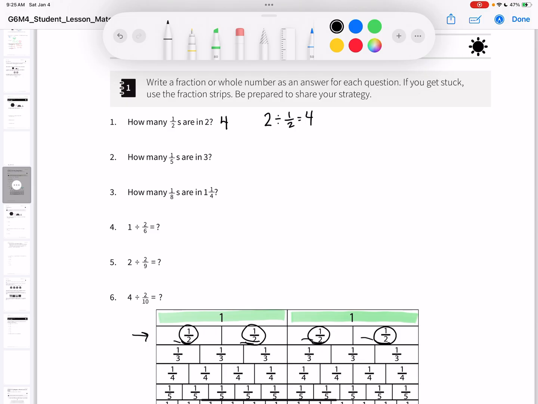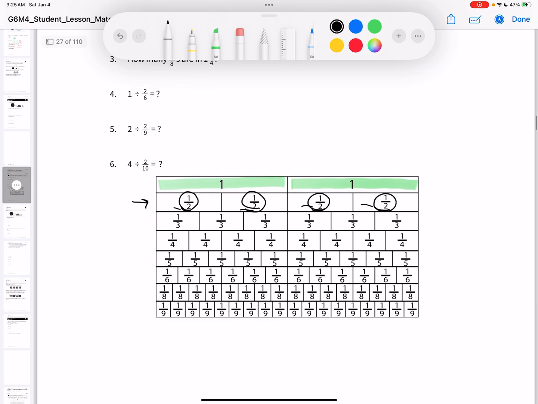All right. How many 1/5s are in 3? Well, let's go down here and find the 1/5 line. Here's our 1/5 line. Now, to this point, that's 1, and then everything else beyond that is 2. So if we're on this 1/5, how many 1/5s are in 1? There's 1, 2, 3, 4, 5 1/5s in 1.